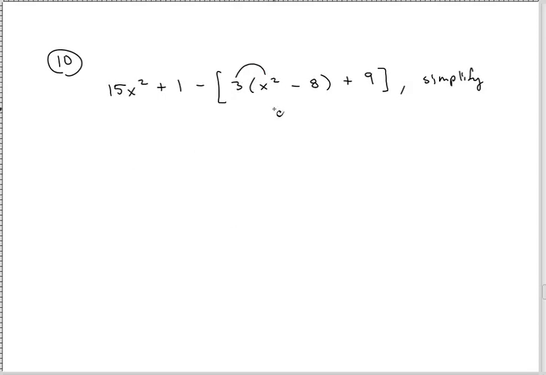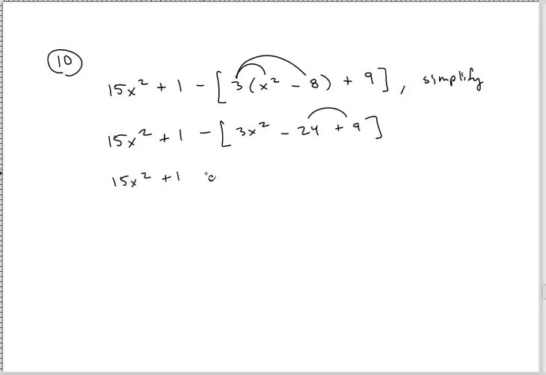I have a 3 times the x squared and a 3 times the 8. So we're distributing that 3 to make a 3x squared minus 24, and then still plus the 9. Don't forget that. Combine like terms. And so then we get the, what would that be? 15. I'm just going to verify, okay? It's okay to do this on the calculator. Yep, negative 15.